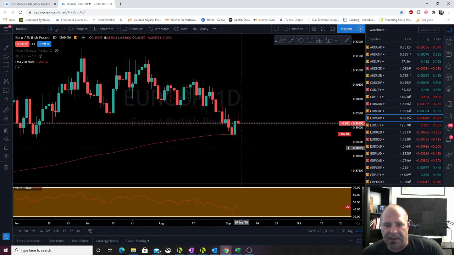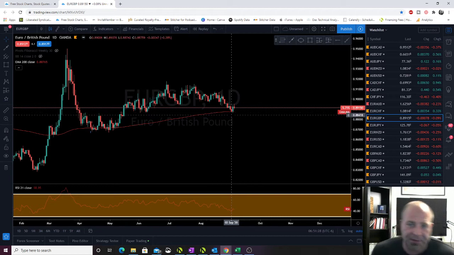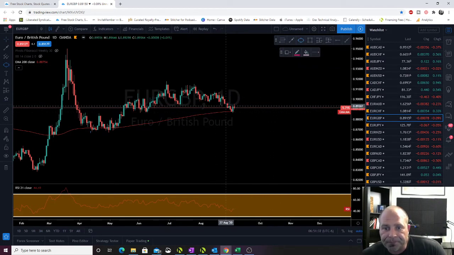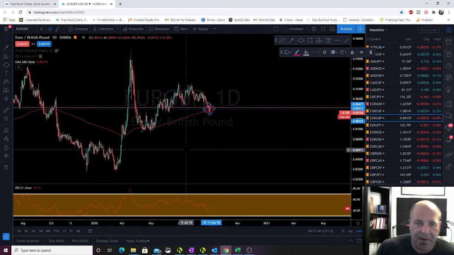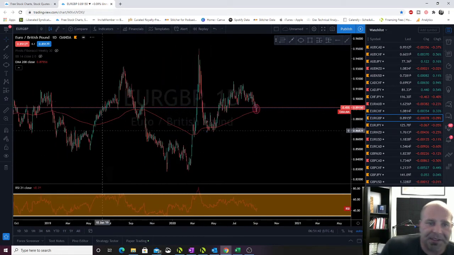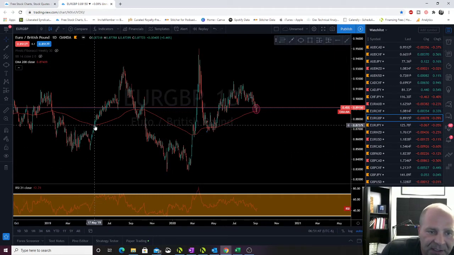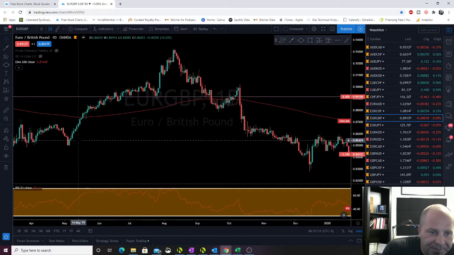Euro GBP, I love when we see on a daily chart, we touch the 200 EMA. Because something big's going to happen here. A lot of institutions, a lot of traders are looking at this right here. And here's why. Because look at every time we've crossed the 200 EMA, there's a little bit of freaking out, right?